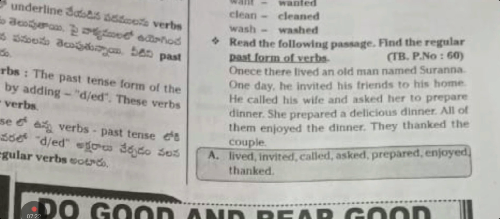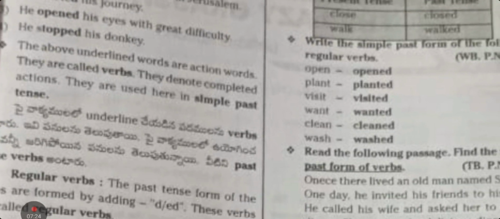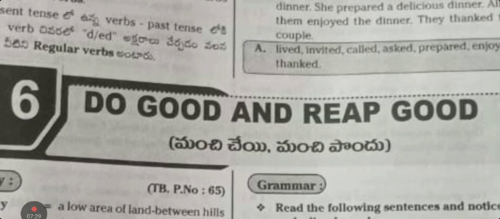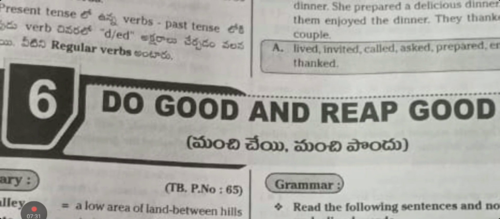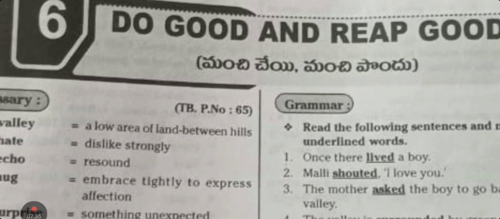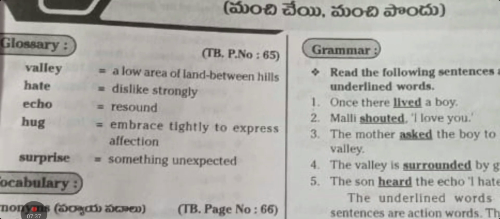Okay. Next, this 5th lesson is completed. Let's go to the 6th lesson. 6th lesson, Do Good and Reap Good. Okay, let's see the glossary. There are some glossary words in this.